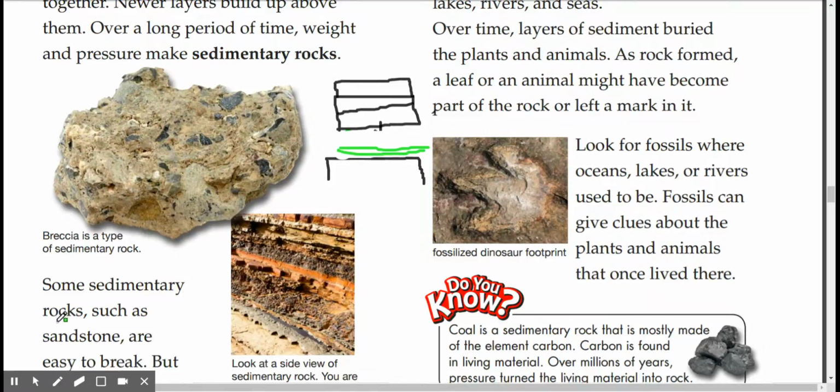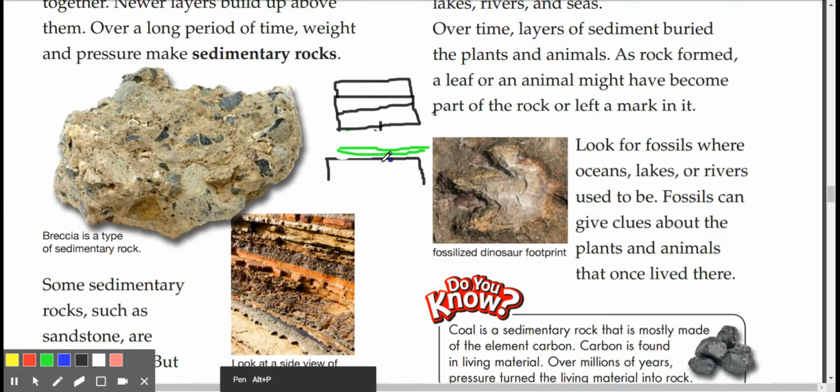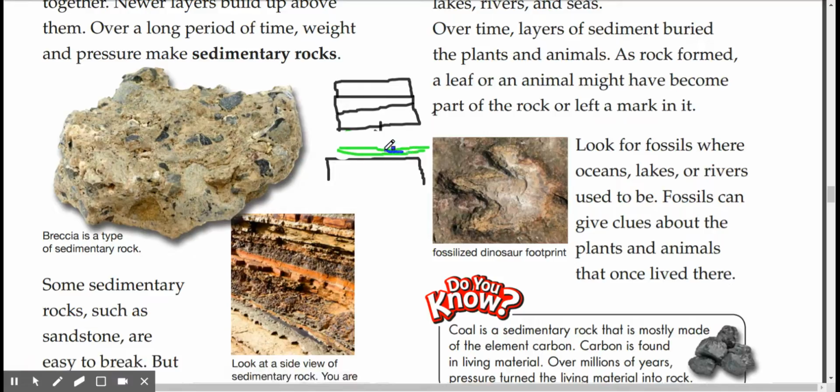That piece of blue construction paper is going to be caught right in there. That's kind of what happens with the layers of sediment when they bury the plants and the animals. Think of that blue piece of paper like a plant. It's going to get squished in there, and so it's going to get stuck in there. And eventually, that's how the fossils are formed.